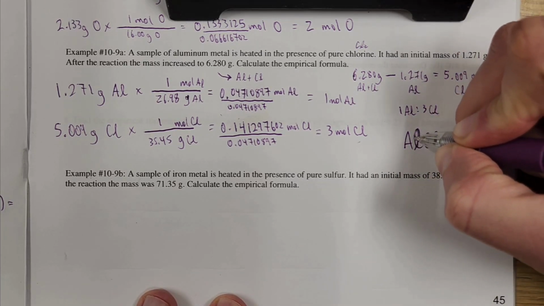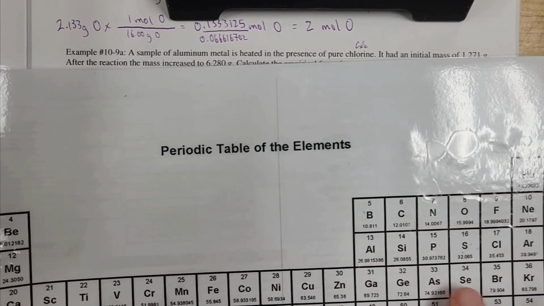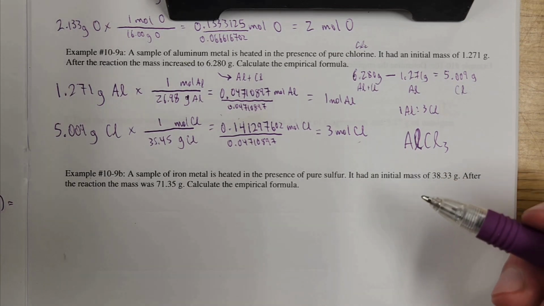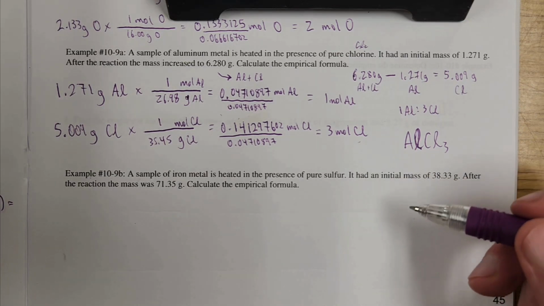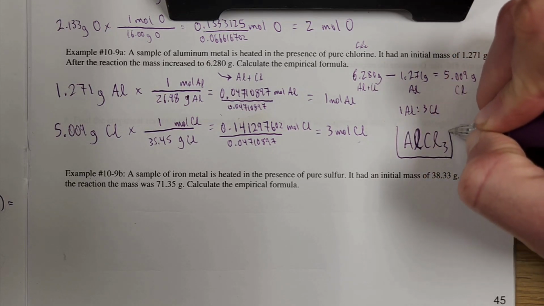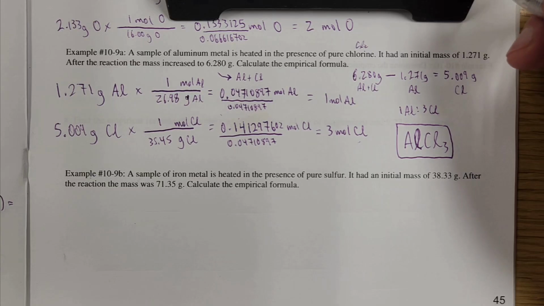AlCl3. Now, could you have known that by looking at the periodic table and knowing that aluminum is a +3 and chlorine is a -1? Yes, you could have known that. This could have been predicted, but the point is, how do you even know that that's true in real life? This is the math behind how we know that that is true and how you could confirm it in the laboratory.